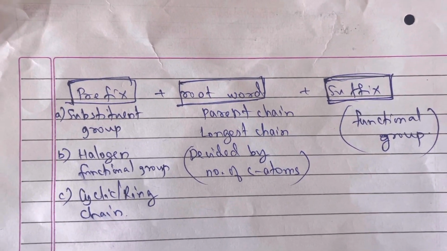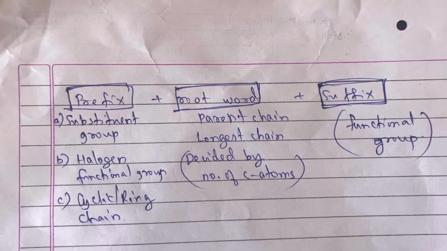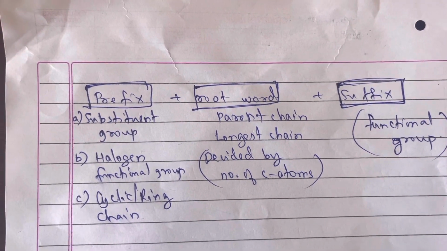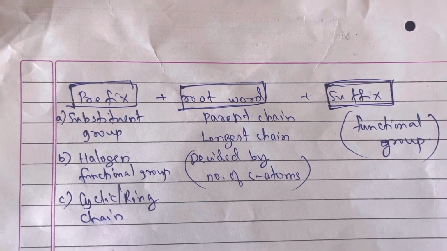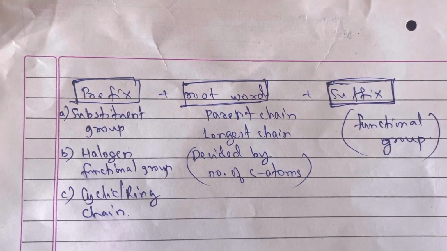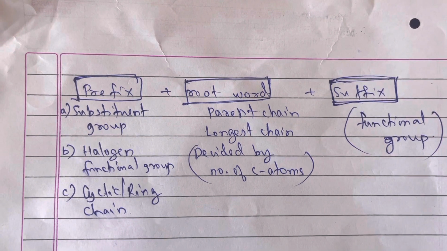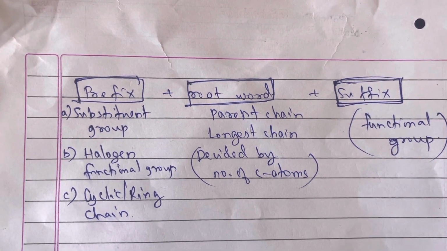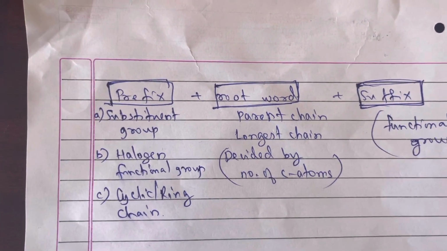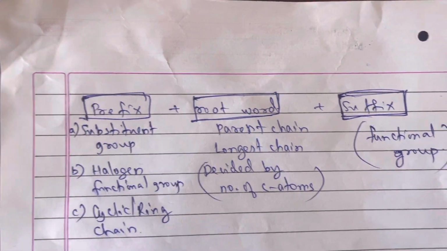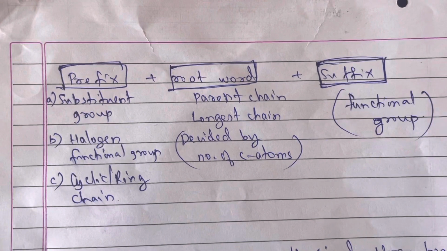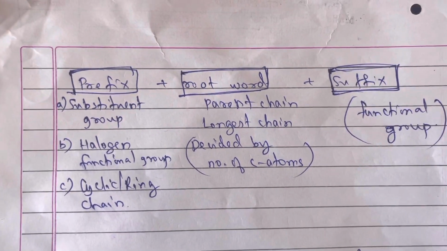is there propyl. Halogen groups will also be called functional groups, and will always be written in the prefixes, like haloalkane, chloroalkane, fluoroalkane, bromoalkane, iodoalkane, like that. And cyclic or ring chain also will possess prefixes, like cyclopropane, cyclobutane, cyclopentane, cyclohexane, like that. Remember, benzene is one in which we will not be using a prefix.